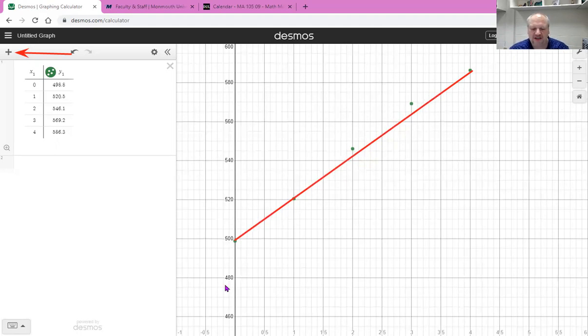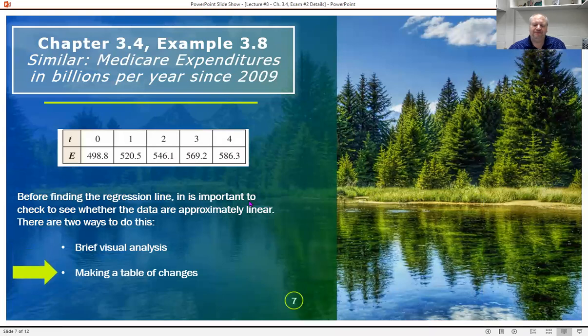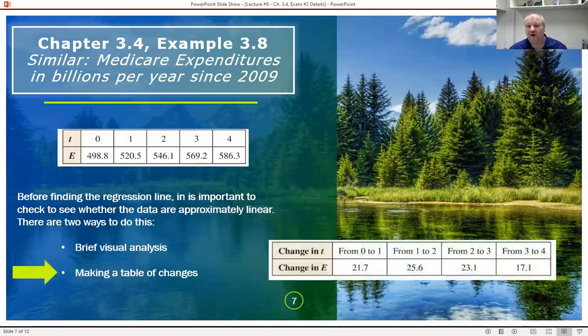Okay, let's go back and look now at our PowerPoint slide. Carrying on from where we were. The other way that you could do this is by making a table of changes. So here's what it would be like if you made a table of changes. If you go from 0 to 1, 1 to 2, 2 to 3, and do our subtractions, remember me drawing these adorable little rectangle, circles? Subtract these and you'll get this number. Now subtract these and you'll get this number. Now subtract these and you'll get the next number. And one more time. Subtract these and you get this number.